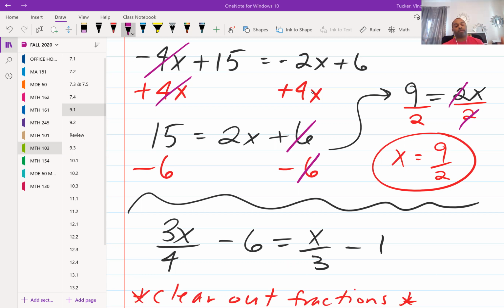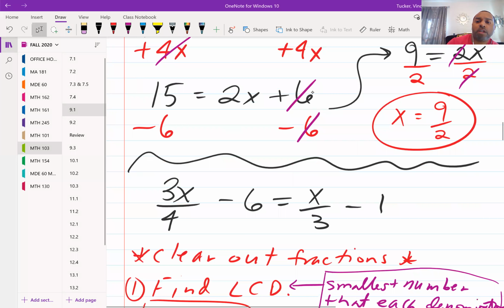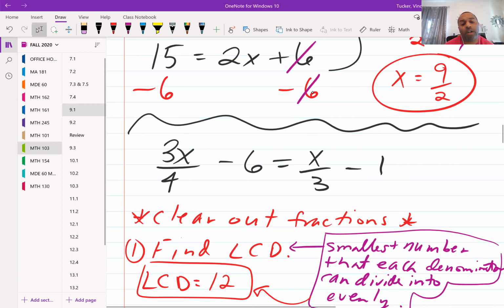All right, so the next one. This time we have fractions involved. Now, if you want to keep the fractions and solve with the fractions, that's up to you. But we could do what we call clearing out your fractions, in which we can get rid of the fractions altogether. So we want to find the LCD if you want to clear out your fractions.